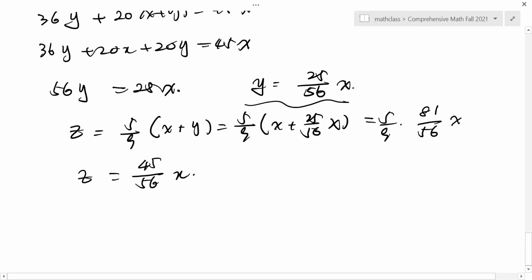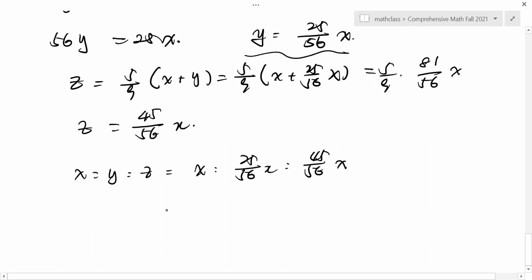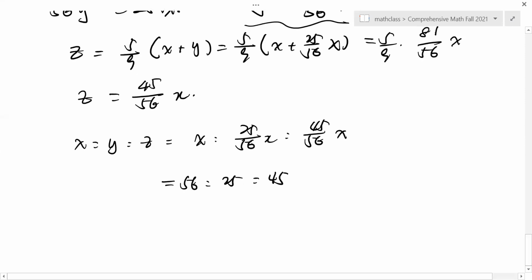So x to y to z is x, then y is 25 over 56 x, and z is 45 over 56 x. Then you can multiply both sides by 56, so that's the ratio. All right, so this has just become an algebraic problem.